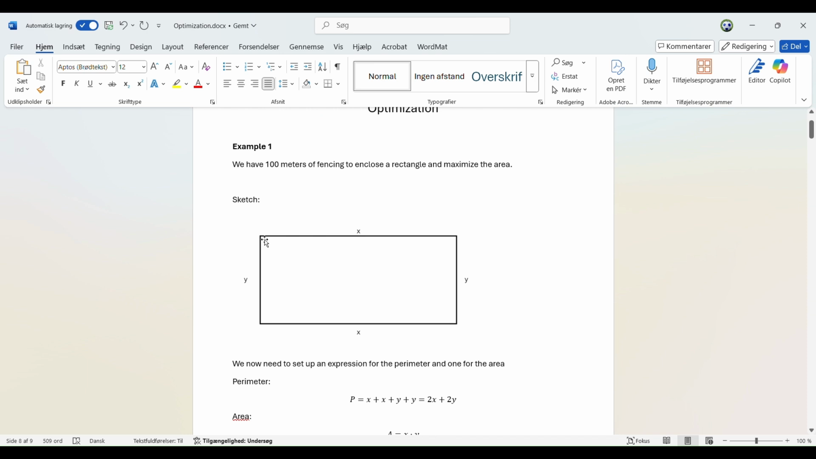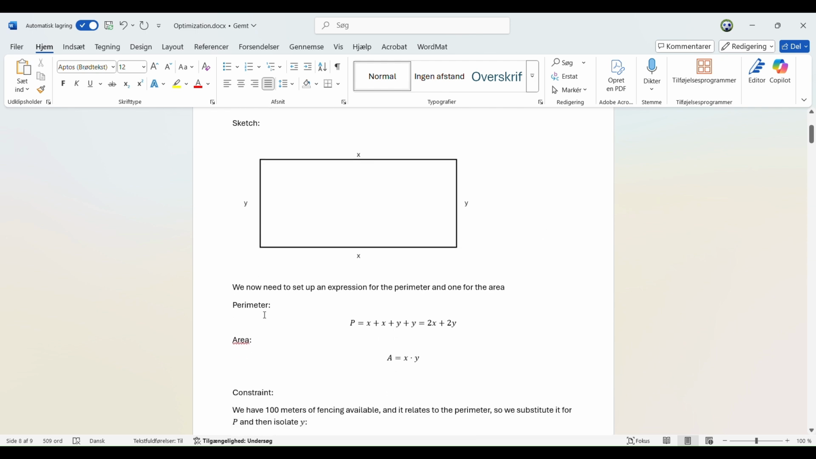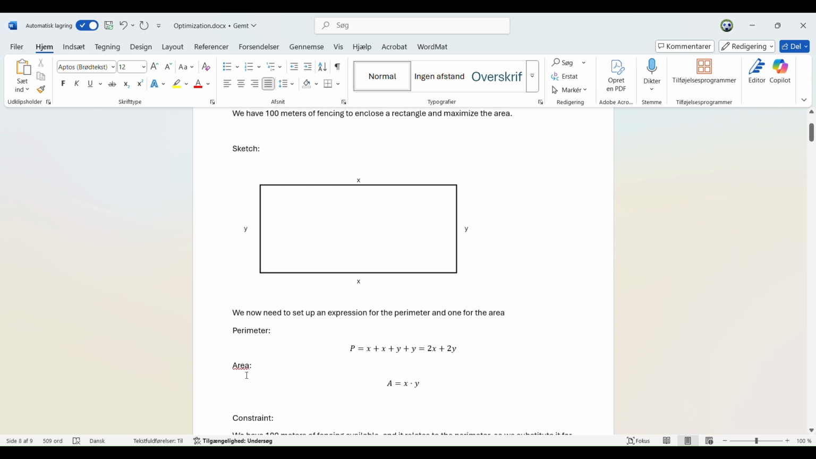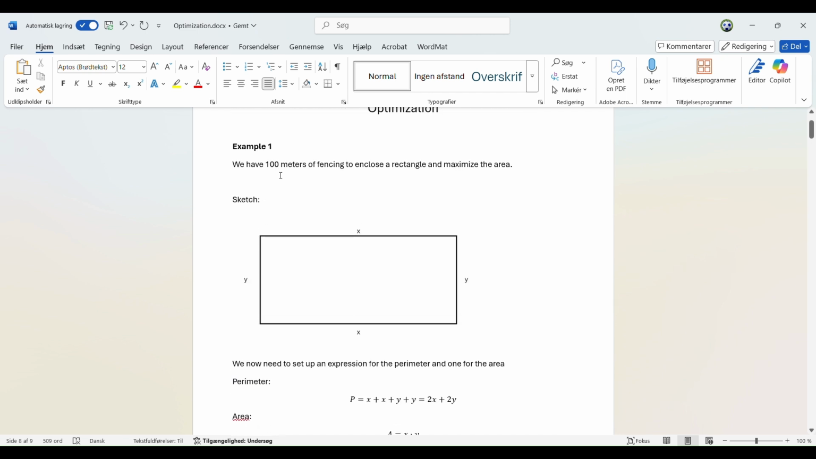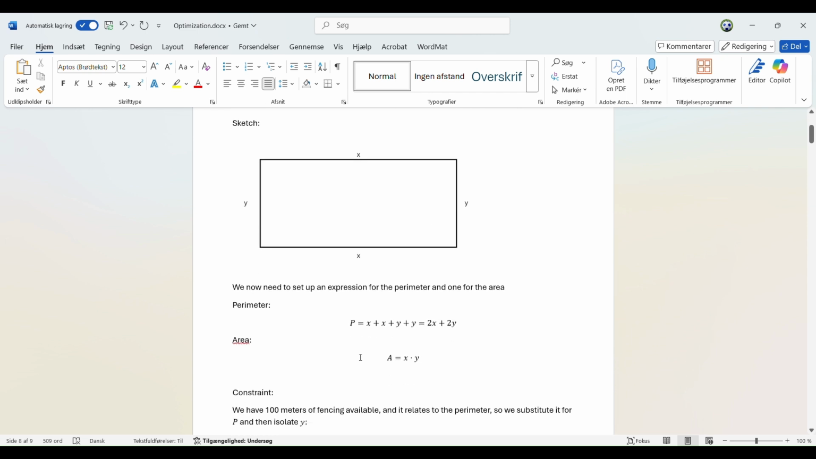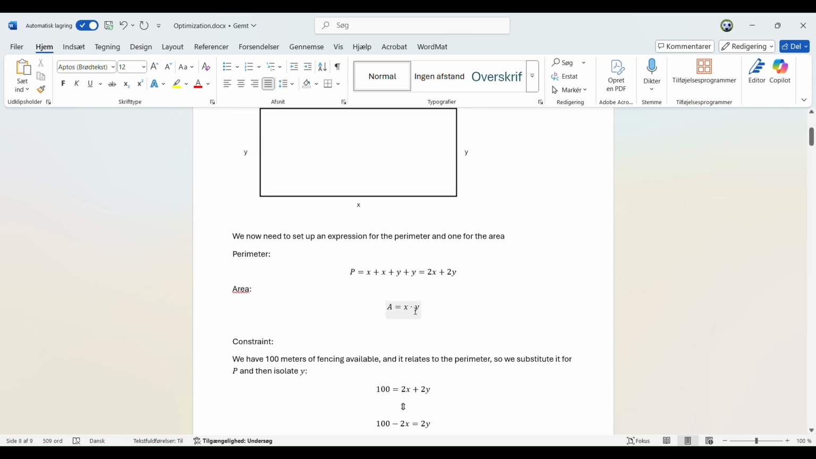We've got 4 sides in our rectangle, 2 sides called x and 2 sides called y. And now we need to have an expression for the perimeter and the area because we want to maximize the area. And we've got these 100 meters of fencing which we use on the perimeter. So the perimeter can be calculated as x plus x plus y plus y. So we add all of the sides together and we get 2x plus 2y. The area is x times y, so length times width. So that's x times y.